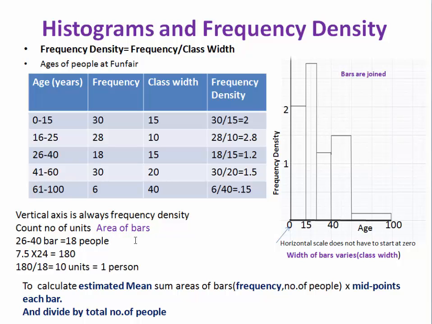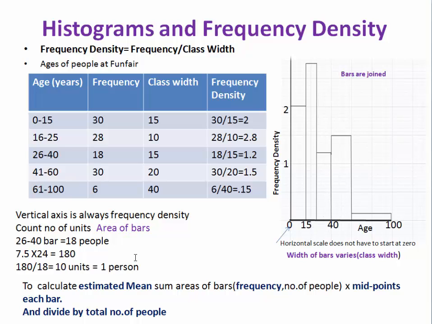If we're given that this bar from 26 to 40 represents 18 people, count how many units there are within that, and by units we measure up, so here it's up to 24 and 7.5 across. So don't use the scale that we're given, count the number of units, these little squares within. So 7.5 times 24 is 180. 180 represented 18 people, so 180 divided by 18 is 10. So each person is represented by 10 units.